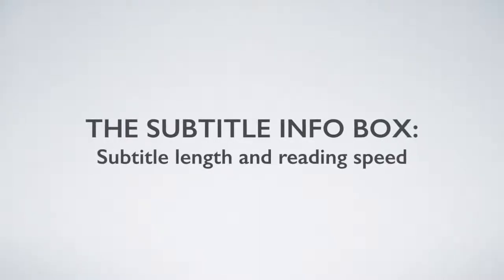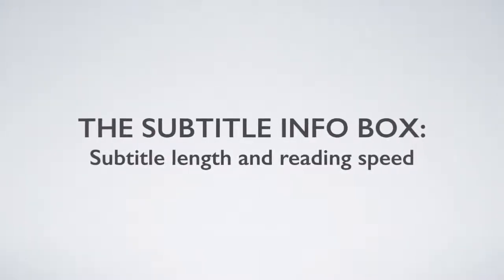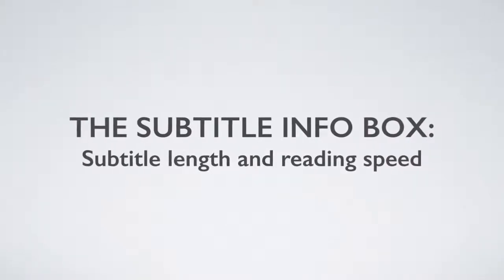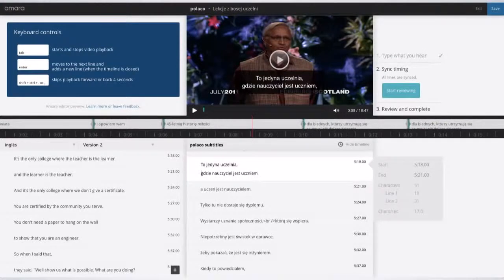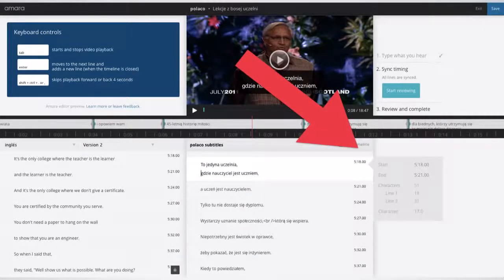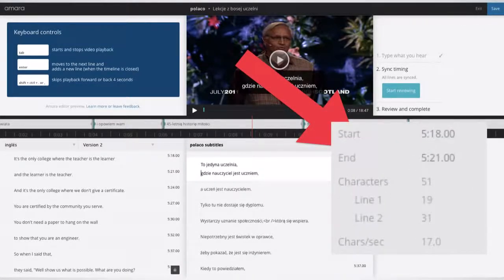Let's talk about the new subtitle info box in the Amara interface and about how useful it can be to transcribers and translators. Anytime you click a subtitle to start editing it, you will see this pop up. You may notice that it starts with timing data, but here I'll focus on what you can do with the other information contained in this box, that is, the number of characters in the subtitle and the number of characters per second.